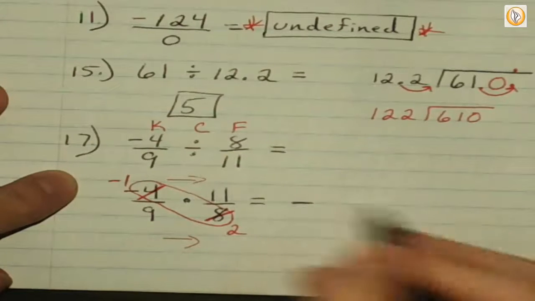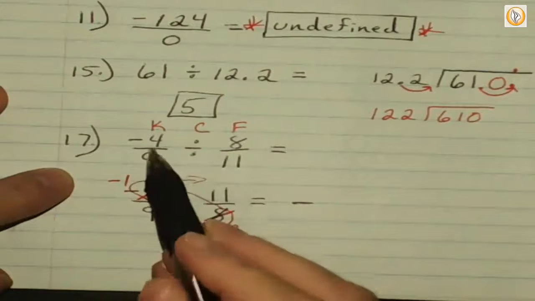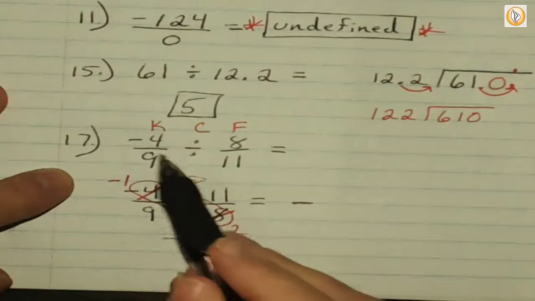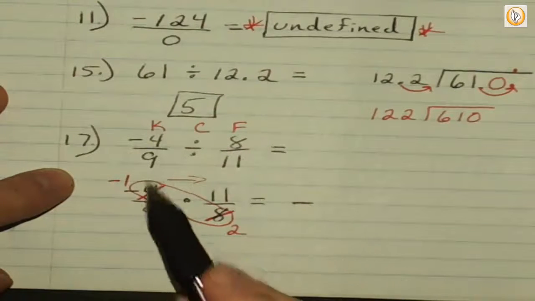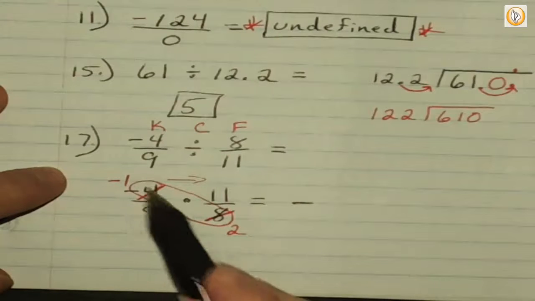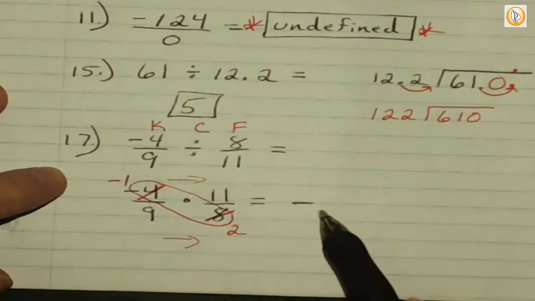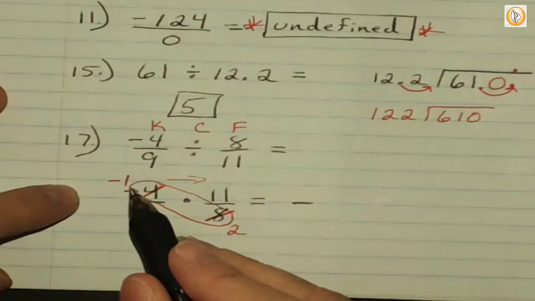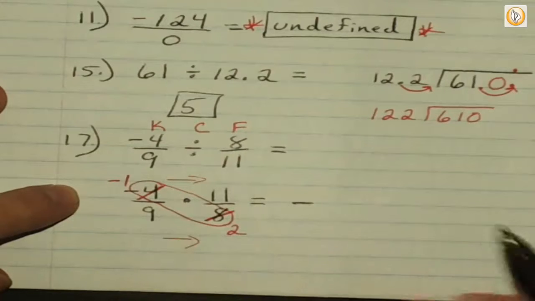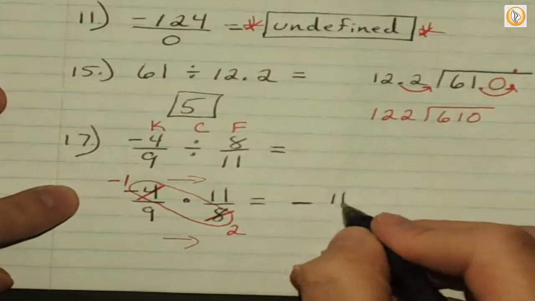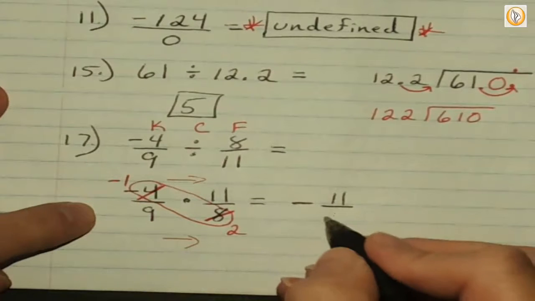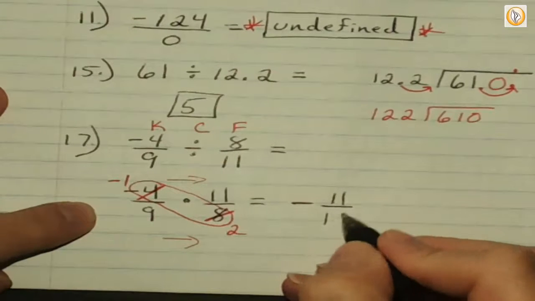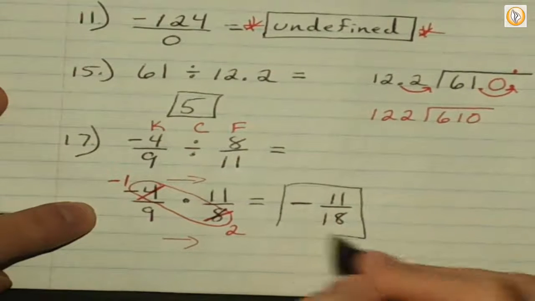That's right. Your answer is going to be negative because even here, this is a negative fraction divided by a positive one. Well, now we've had to change it, so that's a negative fraction times a positive one. So the answer will be negative. We multiply across, so 1 times 11 is what? 11. And 9 times 2 is? 18. There we go.